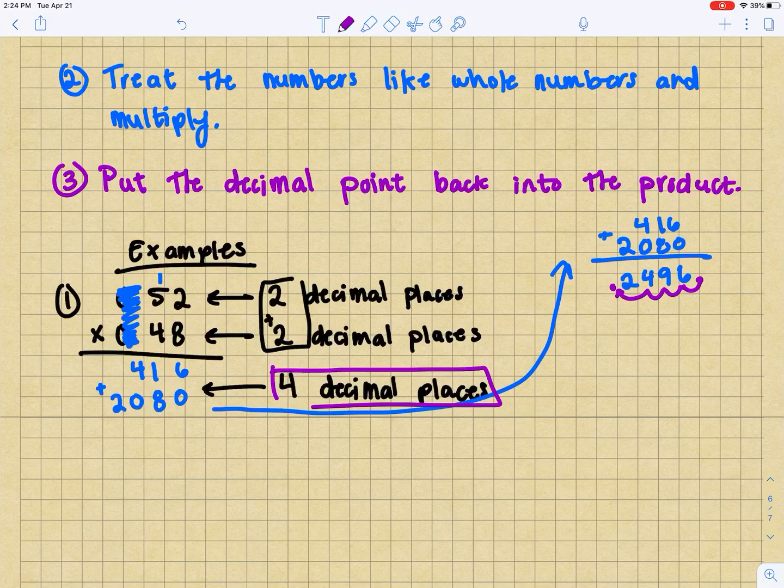So my final answer is, let's see, this is the tenths, this is the hundredths, thousandths, ten-thousandths. So 2,496 ten-thousandths. Whew, that one was tricky. But there we go. And that is my final answer. Let's look at another example.